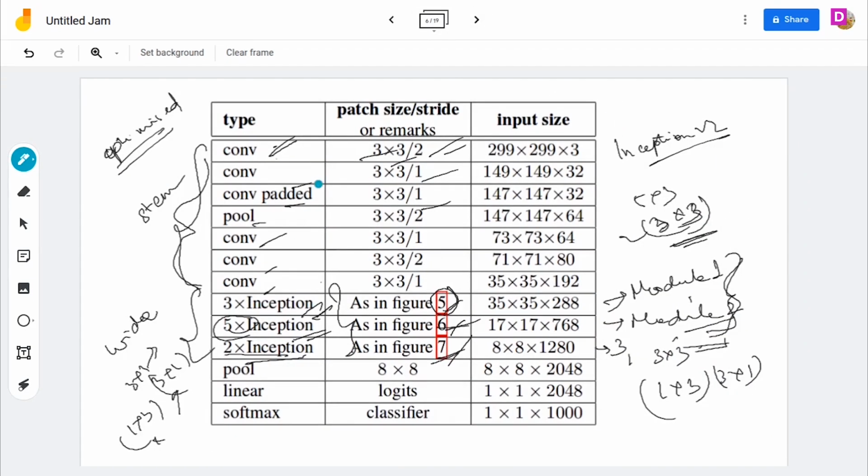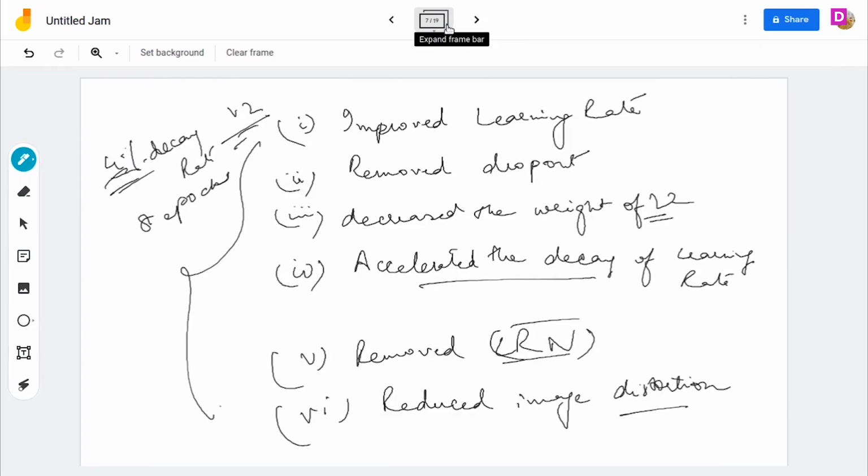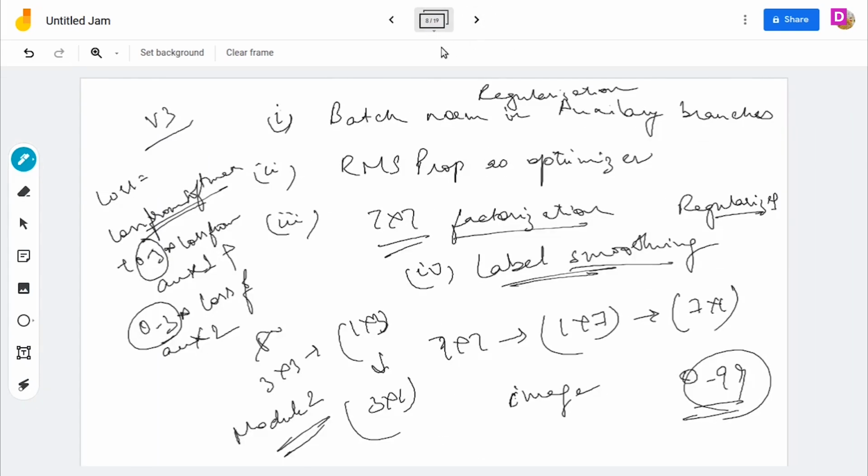Then we had the whole structure of Inception v2 and v3. The differences between v2 and v3 were that they removed local response normalization in both. In v3, they were using the RMSprop optimizer. They improved the learning rate and dropout and everything. These are the changes in v2 when you compare it with v1, and these are the changes in Inception v3 when you compare it to v2. And an important thing here is they added label smoothing so that the model is not giving very high confidence to a particular label.